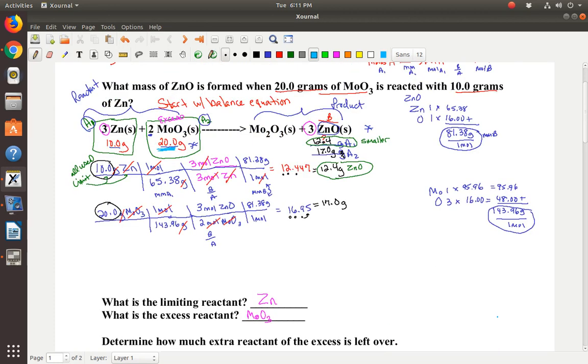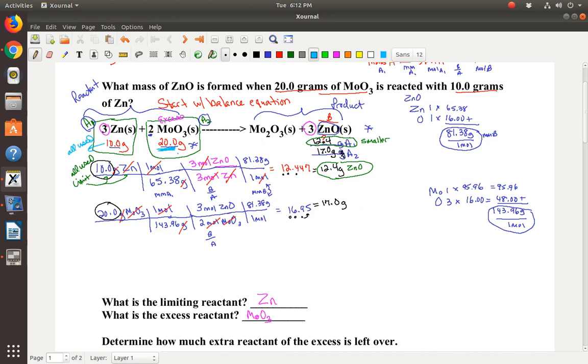Well, how do I do that? I go back to the beginning, and I know that all 10 grams is used. All the 10 grams of zinc is used. But I don't know how many of the 20 grams is used from this molecule. So I have to figure out how much of this molecule is actually used. I have too much. 20 is too much. Some of it's going to be left over. How much is left over, I don't know until I know what was actually used.